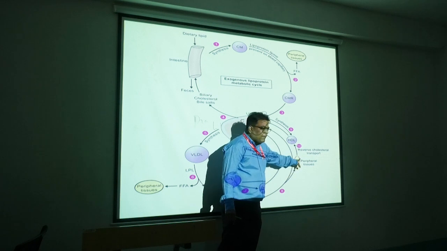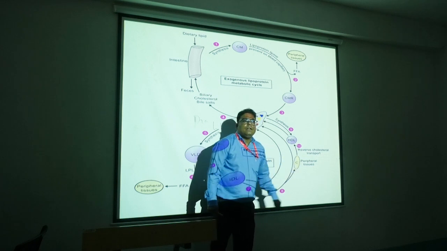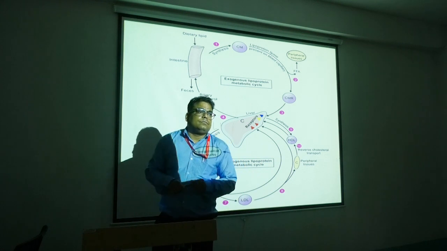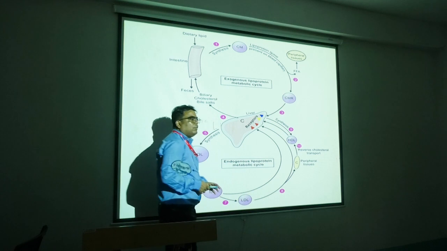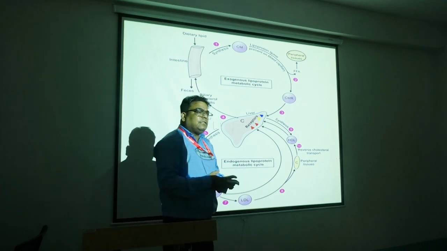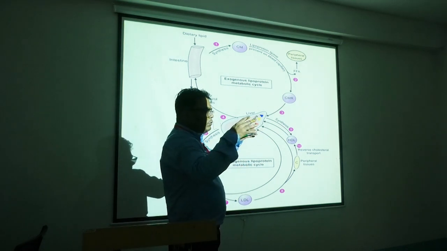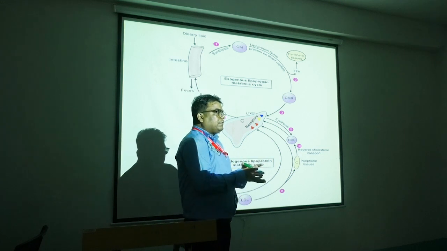So what happens in these peripheral tissues? They can store extra cholesterol. So that's why it is called bad cholesterol, because it provides cholesterol to the extrahepatic tissues like cardiac muscles and other muscles.